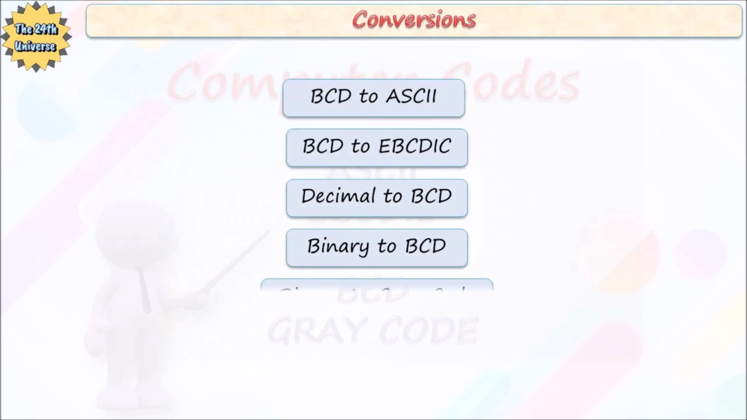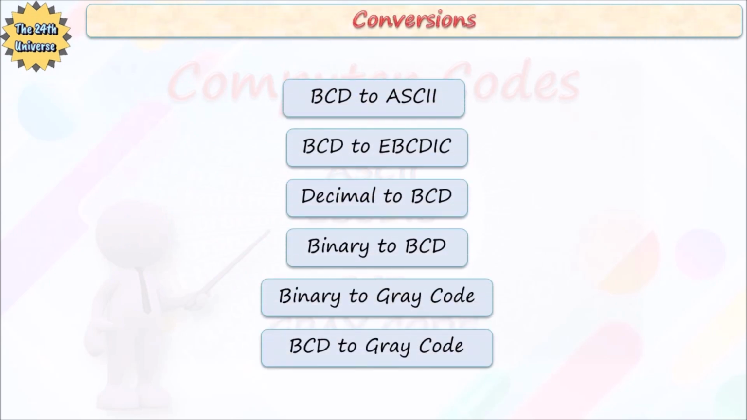Since we see different applications of different codes at different times, we surely need conversion. So let us now see in brief the conversion to and from the following: BCD to ASCII, decimal to BCD, binary to BCD, binary to gray code, and BCD to gray code.